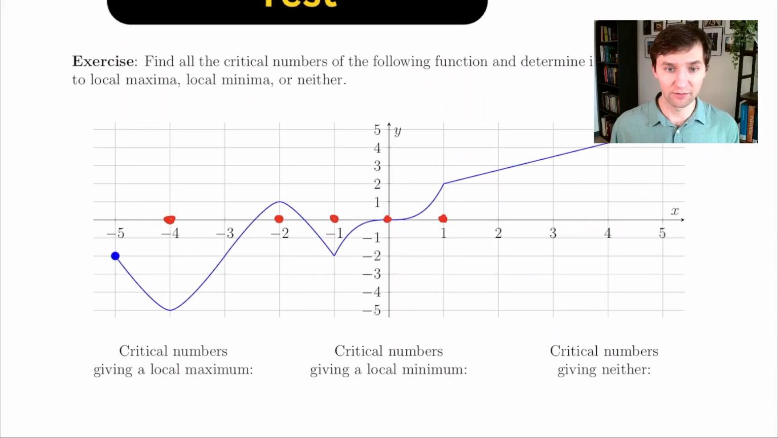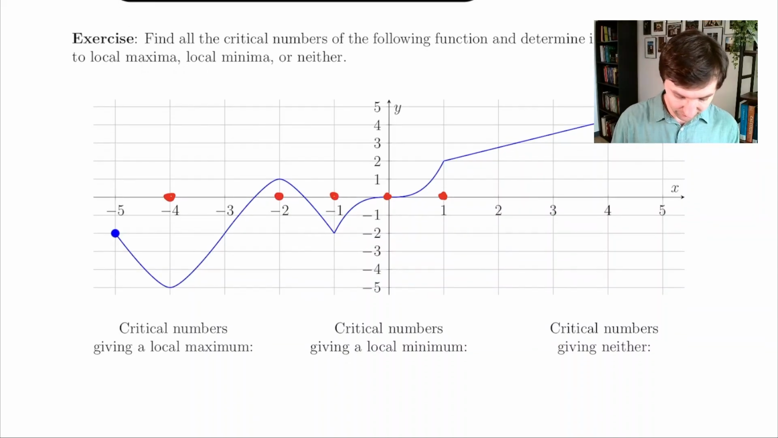Some of these critical numbers correspond to local maxima, some of them to local minima, some of them to neither. -4 corresponds to a minimum. -2 corresponds to a maximum. -1 corresponds to a minimum.